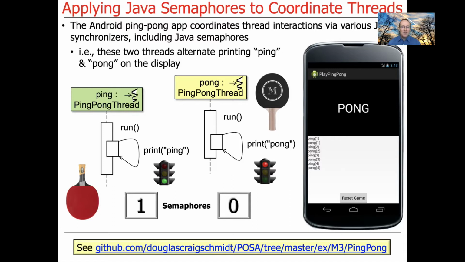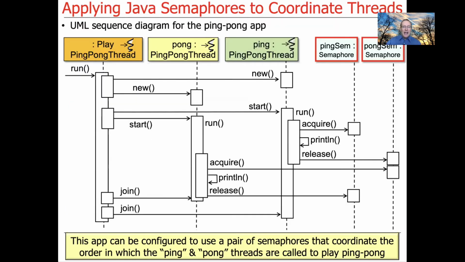What we have here is two threads that are alternating, printing ping and pong on their display. They need to use these semaphores so that they alternate. So the first thread prints ping, and then the next thread prints pong. And then they go to the next iteration. The first thread prints ping, and the second thread prints pong, and they go back and forth and back and forth. So here's essentially how this could be implemented using semaphores. We're going to have a pair of semaphores that coordinate the order in which pinging and ponging will run. And that allows them to play ping pong.